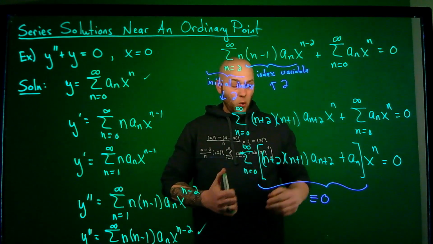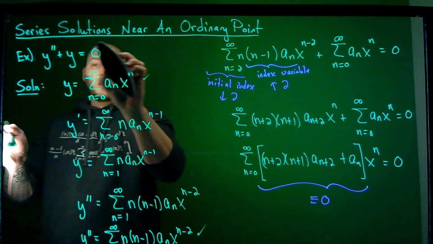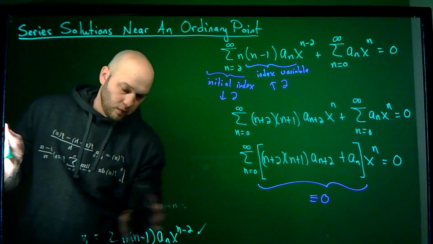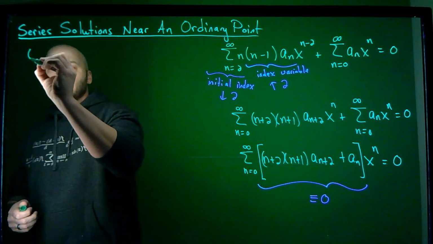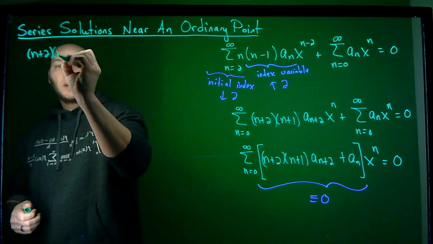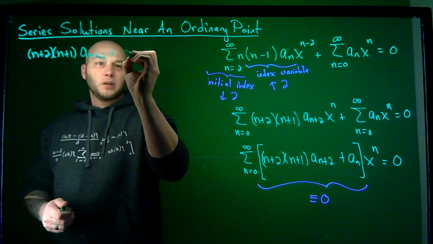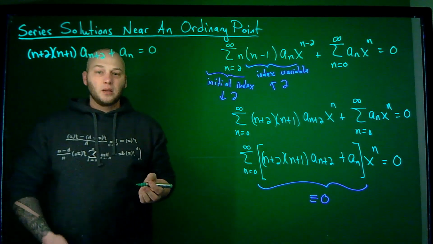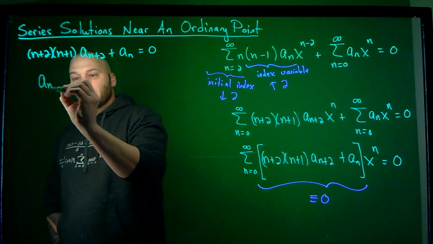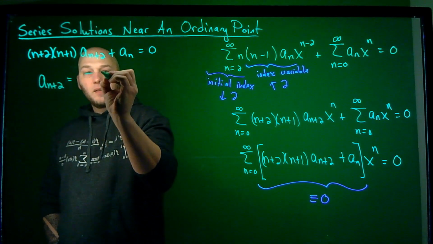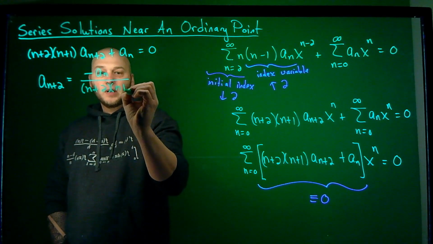That then gives me an equation for the coefficients, and this is actually going to be a recursion relation between the coefficients. So let's go ahead and write that over on the other side. What that tells me then is I have n plus 2, n plus 1, a n plus 2 plus a n is equal to 0. Now notice what I could do is I could take that equation and solve for a n plus 2, and I get my recursion relation. A n plus 2 is negative a n over n plus 2 times n plus 1.